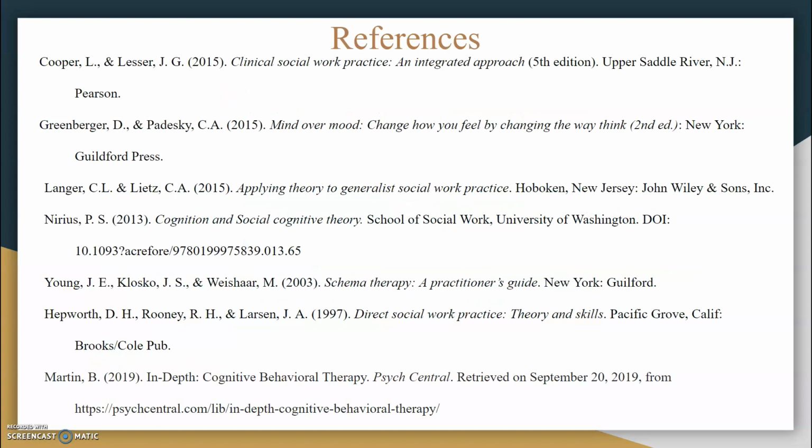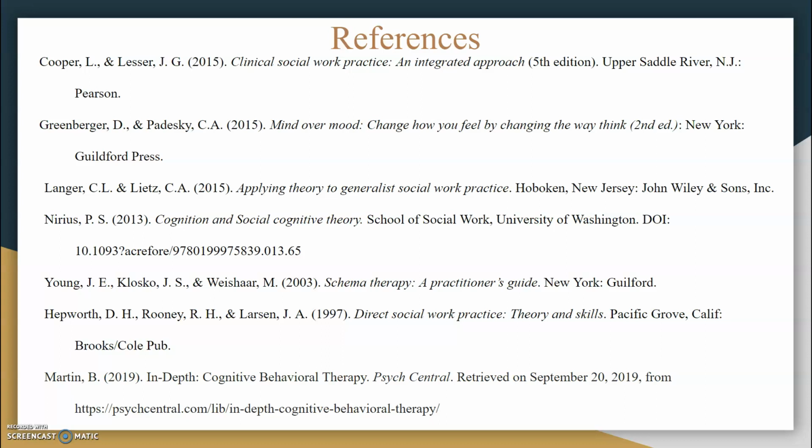Our references come from Clinical Social Work Practice, an Integrated Approach, 5th edition, by Cooper and Lesser, published in 2015. Mind Over Mood, Change How You Feel by Changing the Way You Think, by Greenberger and Podesky, published in 2015. Applying Theory to Generalist Social Work Practice by Langer and Leitz, published in 2015.